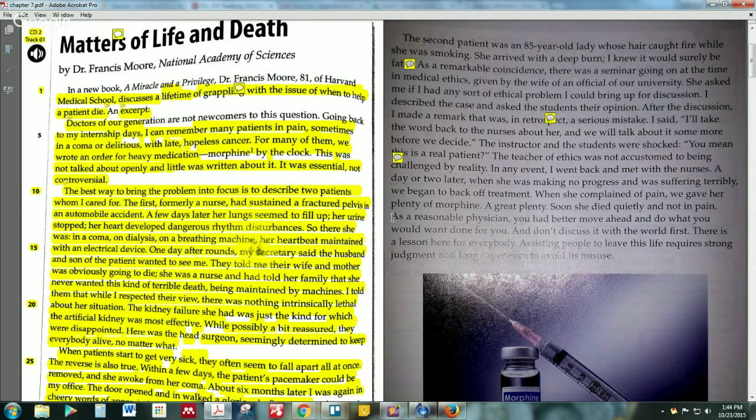But this here at the end is analysis. There's 2 examples of what he did, and he talked to people in both situations, and then at the end of the section, there's some analysis. As a reasonable physician, you better move ahead and do what you would want done for you. Don't discuss it with the world. There's a lesson here for everybody. Assisting people to leave this life requires strong judgment and long experience to avoid its misuse. So it's a very difficult decision, and you have to be very confident in your answer.